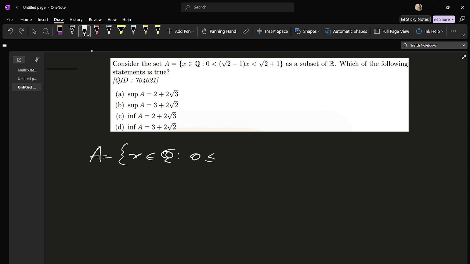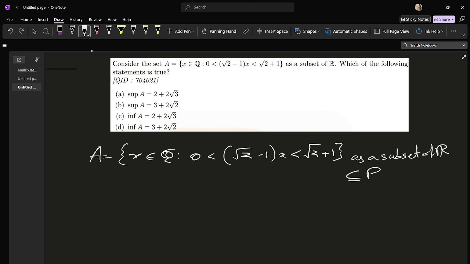After that, we have this inequality in our question. The question gives us this as a subset of the real set. Which of the following statements is true? We have to find the supremum and infimum of that.